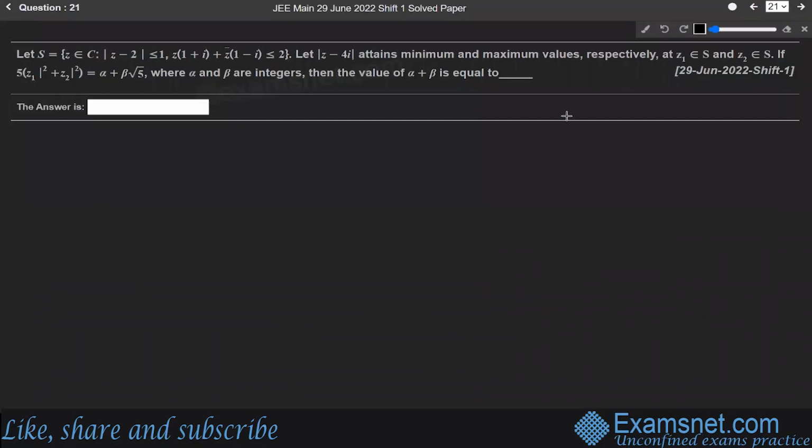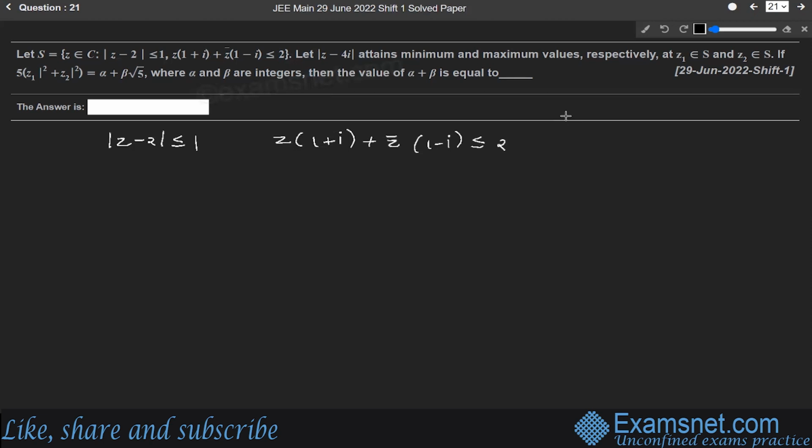Next question is, let a set S be equal to Z belongs to C such that mod of Z minus 2 is less than or equal to 1 and Z into 1 plus i plus Z conjugate into 1 minus i is less than or equal to 2. Let mod of Z minus 4i attain the minimum and maximum values respectively at Z1 belongs to S and Z2 belongs to S. If 5 into mod of Z1 square plus mod of Z2 square is equal to alpha plus beta into root 5, where alpha and beta are integers, then the value of alpha plus beta is equal to. So this is a very interesting question.